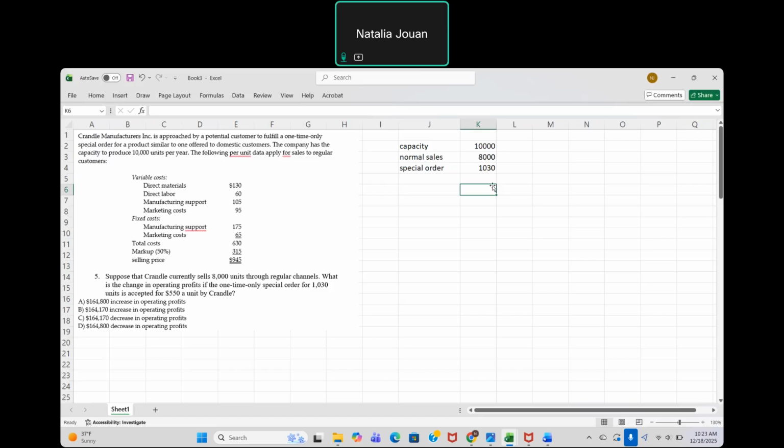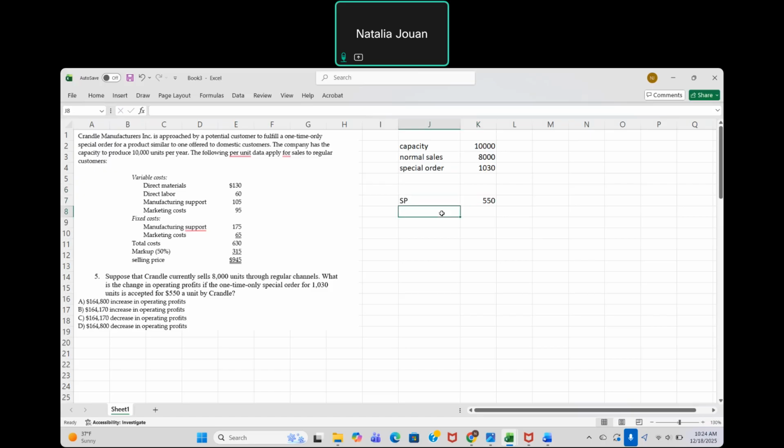All we want here is a positive contribution margin. If we get a positive contribution margin, we'll take the order. If not, we do not. That will determine whether it's an increase or a decrease in operating profits. So let's take a look. The sales price of the special order is 550.